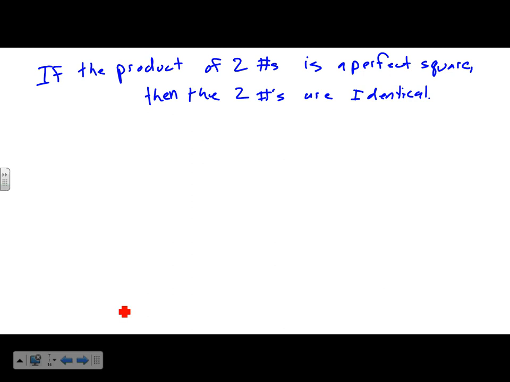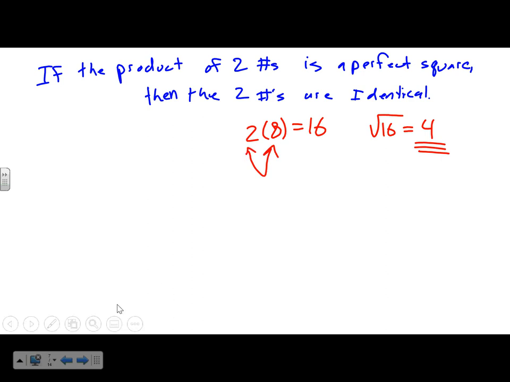The counterexample, 2 times 8 is 16. 16 is a perfect square. The square root of 16 is 4, but 2 and 8 aren't identical numbers. The converse of that would be true. If you flipped them, the converse would be true, but that conditional is not true. So again, remember, both the conditional and the converse have to be true for the biconditional to be true.